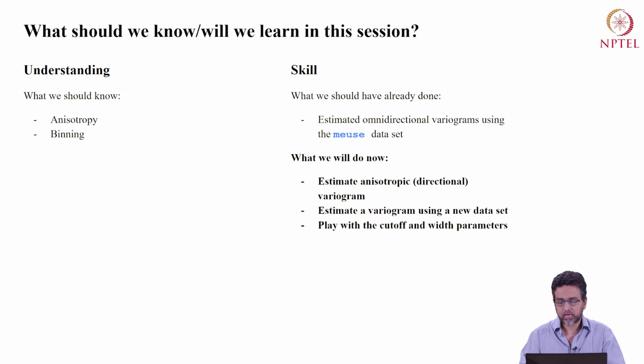So what will we do this time? We will add the idea of direction, or anisotropy, to our variogram estimation, and we will play with the cutoff and width parameters. We will not estimate a variogram using a new data set. Scratch that, we will do that in the future.